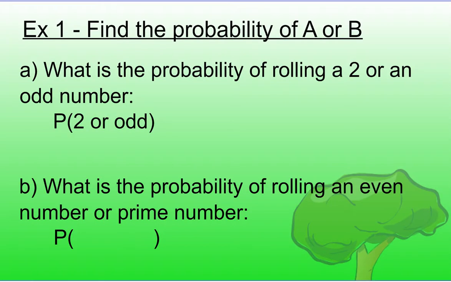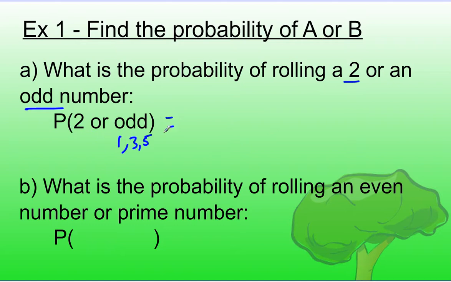So let's see some examples. The first thing we have here is probability. It says, what is the probability of rolling a 2 or an odd number? So let's make sure that these things don't overlap. 2 or odd. Well, the odd numbers on a number cube would be 1, 3, and 5. Okay, so they don't overlap.